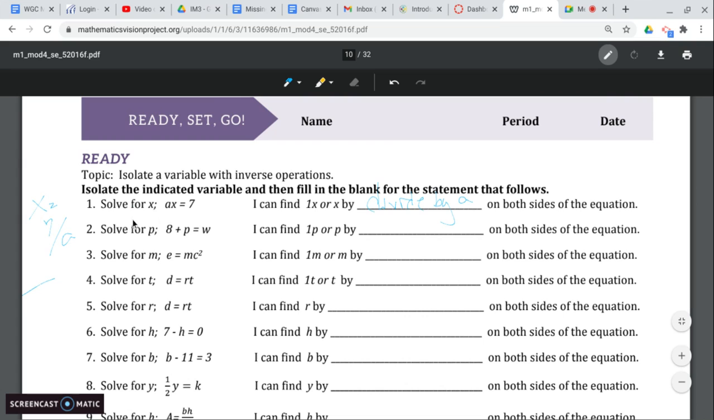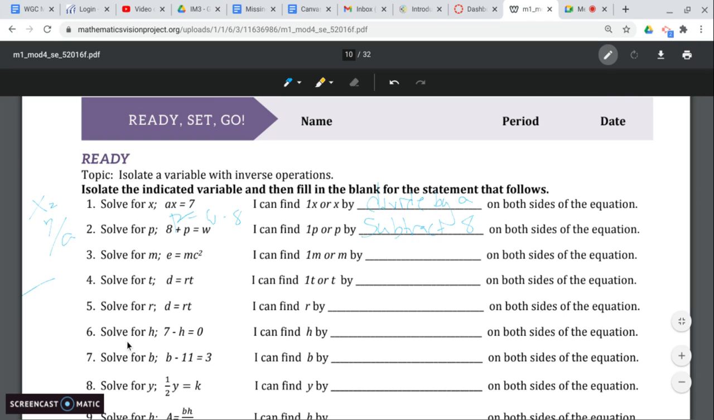Number 2, we want to solve for p. So we have 8 plus p equals w. I can find 1p, or p, by doing what on both sides of the equation? How are we going to get this 8 to the other side? Well, we're going to subtract it. So subtract 8. If we subtract 8, we're going to have p equals w minus 8, just like so.